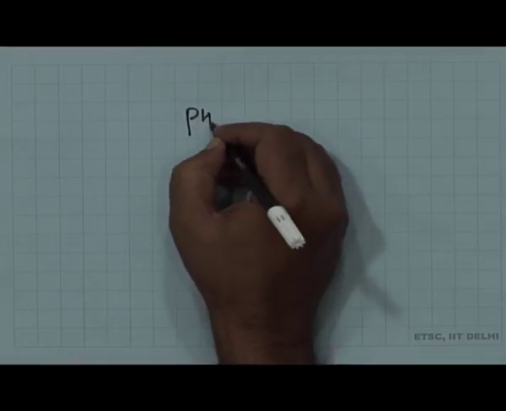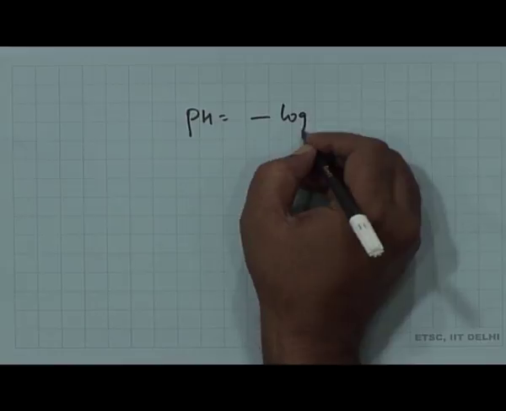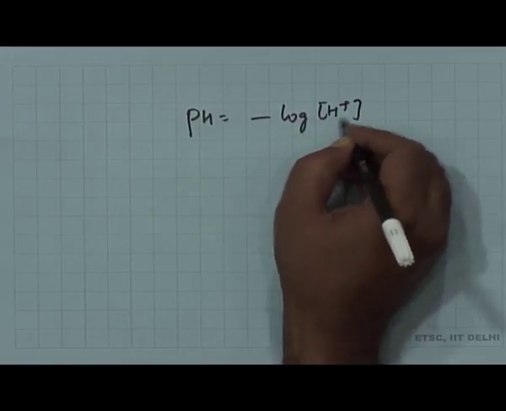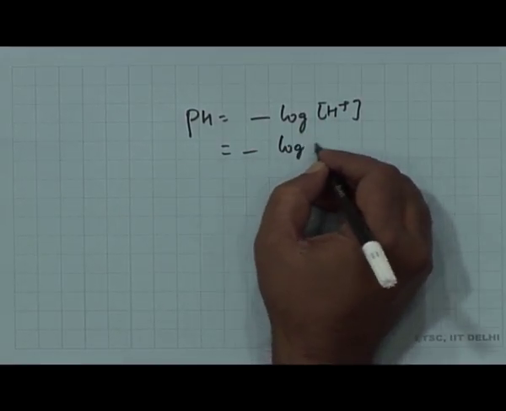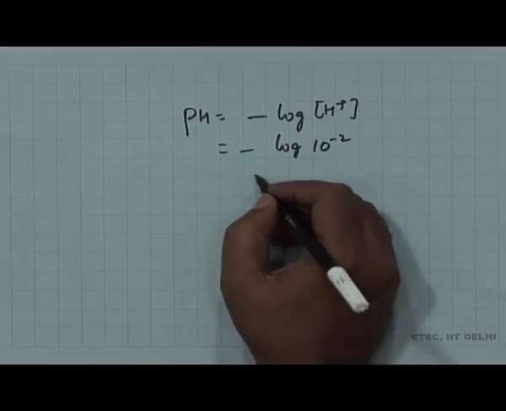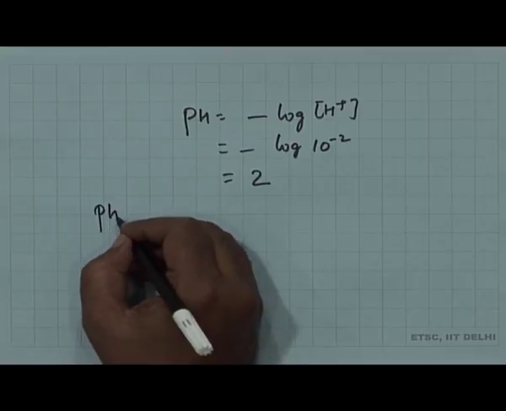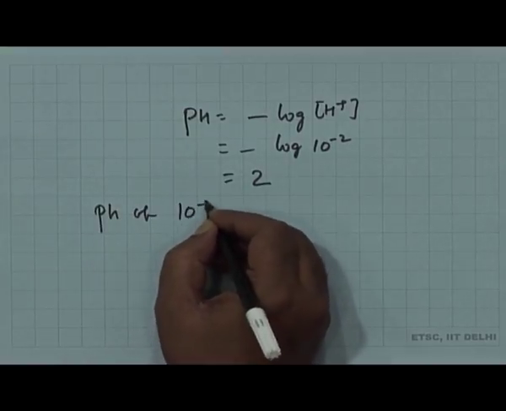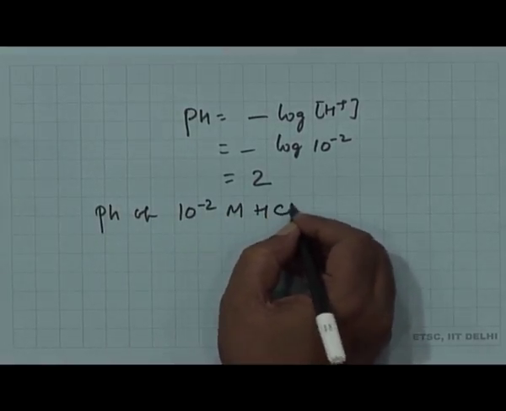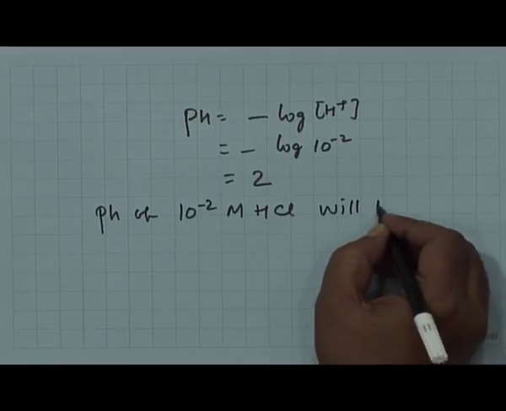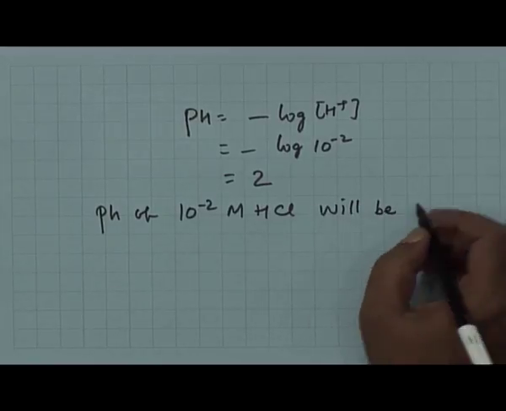And so, pH will simply be equal to minus log [H+], which is minus log 10^-2, and that is equal to 2. So, the pH of 10^-2 molar HCl will be 2.